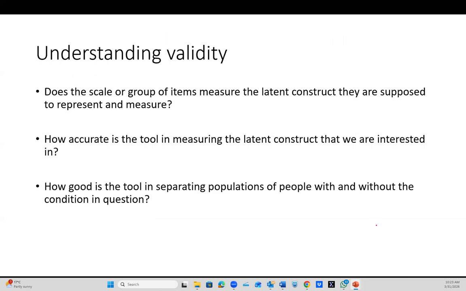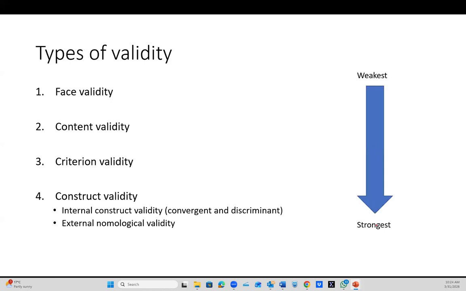So validity, as we said: does the measure, or the construct, or whatever scale, measure what it intends to measure? Is it measuring correctly the latent construct? The latent construct is the construct that is unobservable, that is abstract. So is it really measuring it? How accurate is the tool that we are interested in? That is the first group: does it measure what it's supposed to measure? Two, is it accurate? And how good is it at separating people with and without the condition in question? These are three questions because they help us understand the different types of validity.